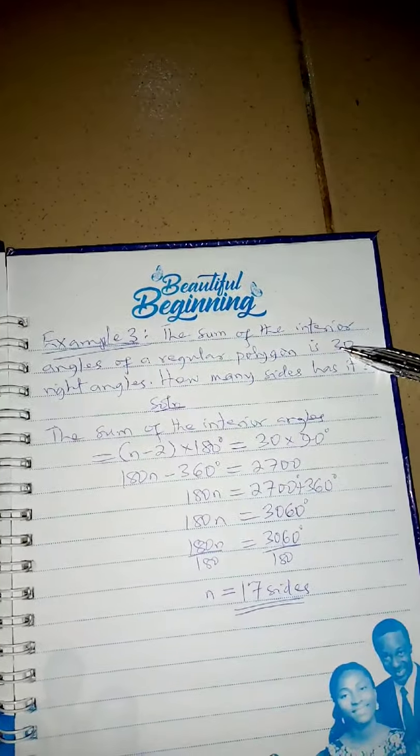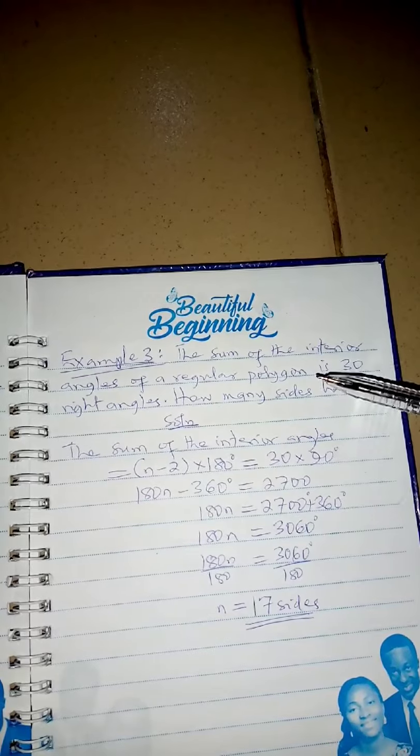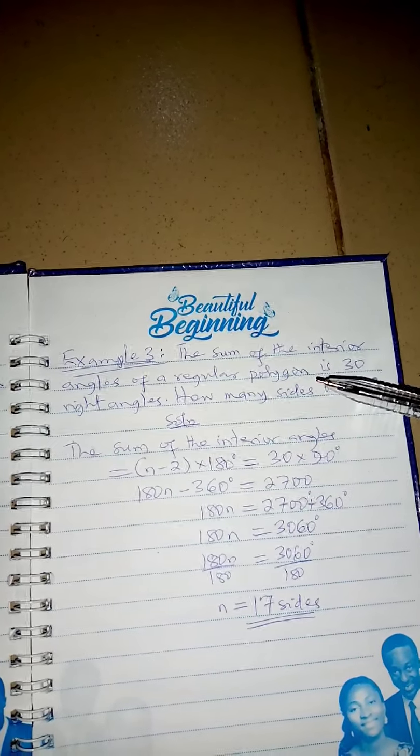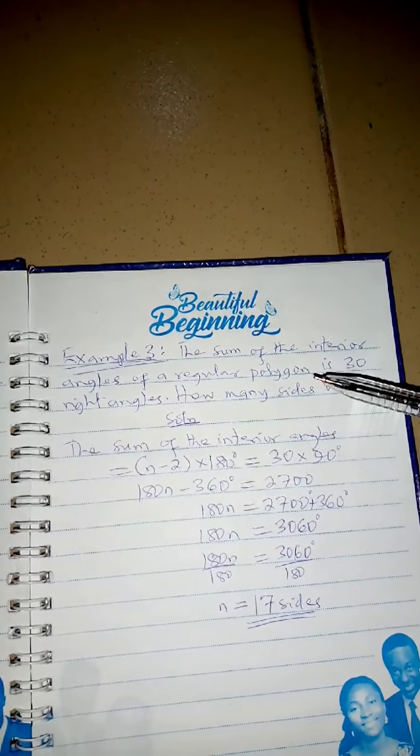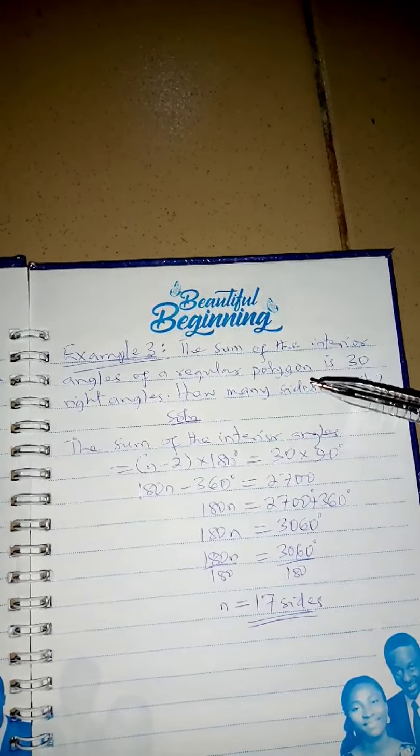Number 3, the sum of the interior angles of a regular polygon is 30 right angles. How many sides has it? From the note I gave you, when you check the note, I defined a regular polygon as a polygon with equal sides and equal angles. But here it won't even help you.